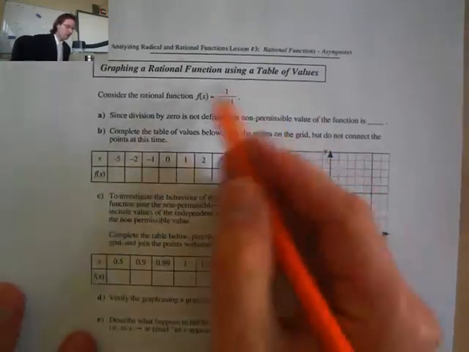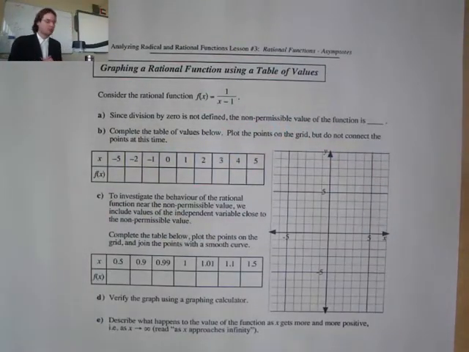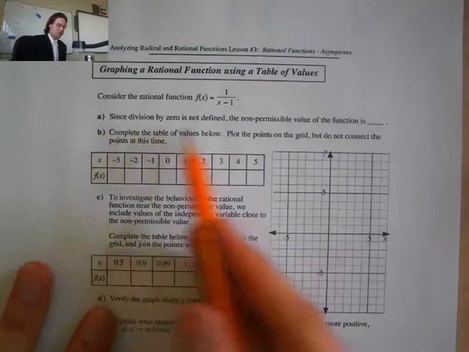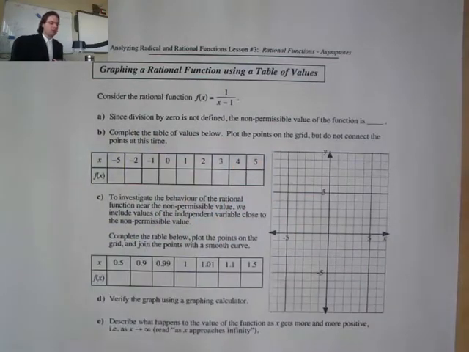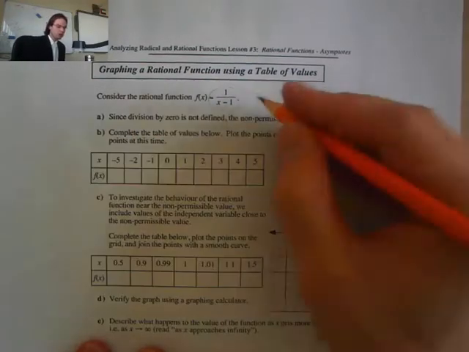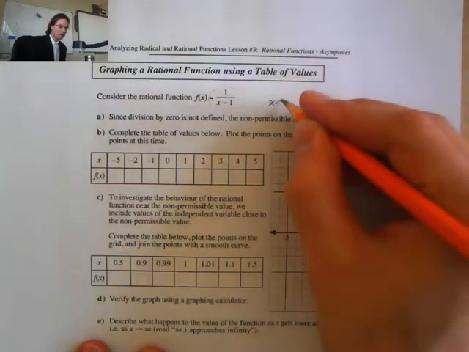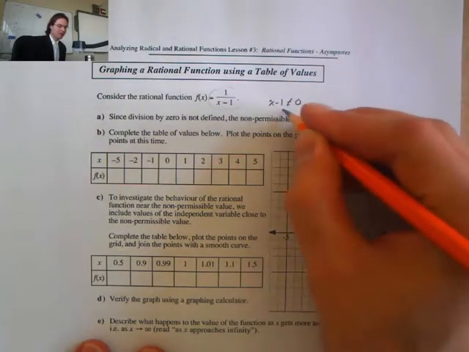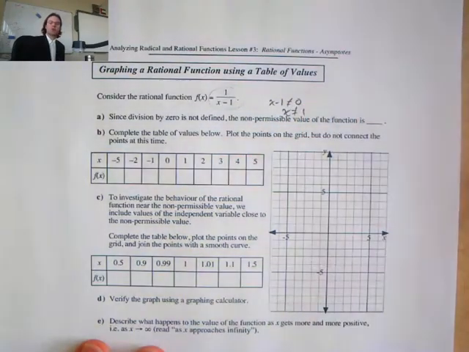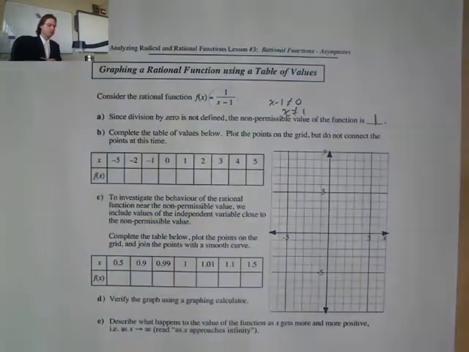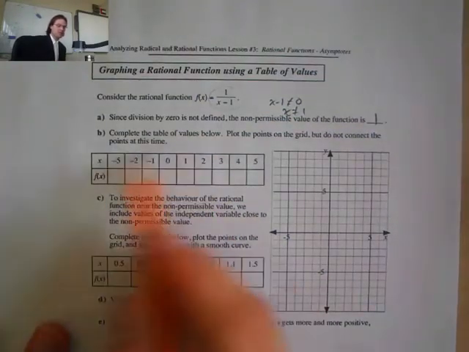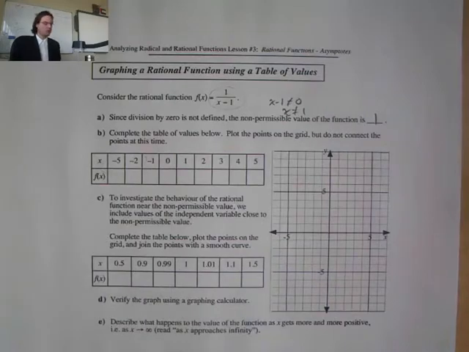So here is my first equation that we're going to look at and discover. It says, since division by 0 is not defined, the non-permissible value of this function is, well, we know the denominator, x minus 1, cannot equal 0, so then x cannot equal 1. So my non-permissible value is 1. Okay? Now it wants us to complete this table here and plot the points on the graph.